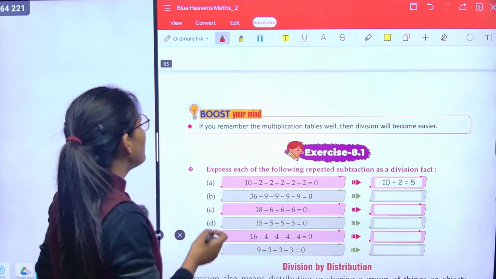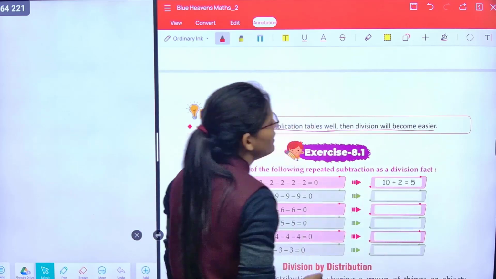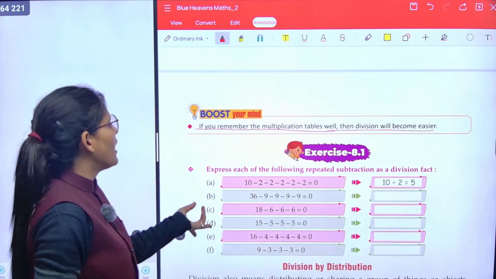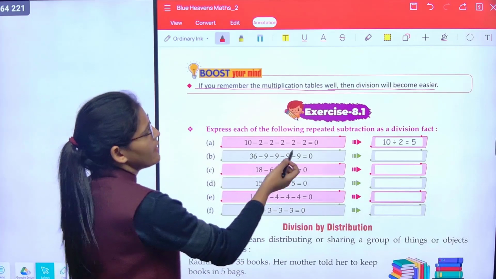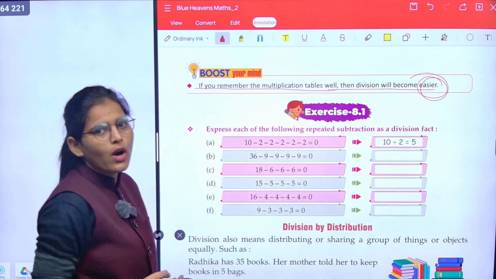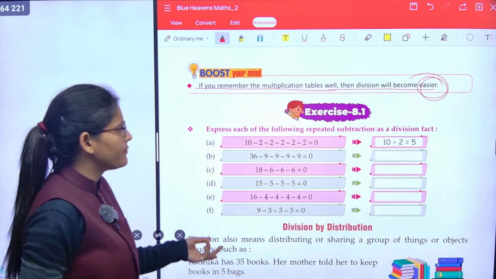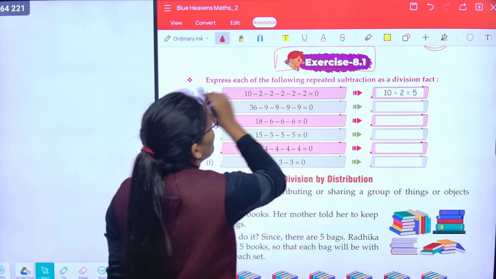Okay. Now, if you remember the multiplication table well, then division will become easier. अगर आपको multiplication table class learn होंगी तो हमारा division क्या हो जाएगा? Will become easier. So you have to learn the tables properly. Now, come to exercise 8.1.